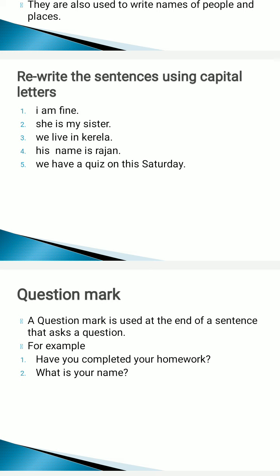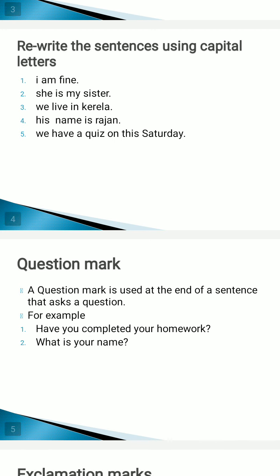Secondly, "she is my sister," S capital, rest of the words would be as they are. "We live in Kerala." Now here the W would be capital because the sentence is starting with W, and Kerala is the name of a place, so the name of the place begins with a capital letter, so K would also be capital.